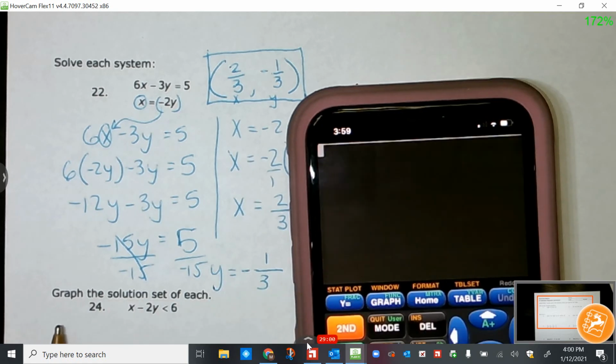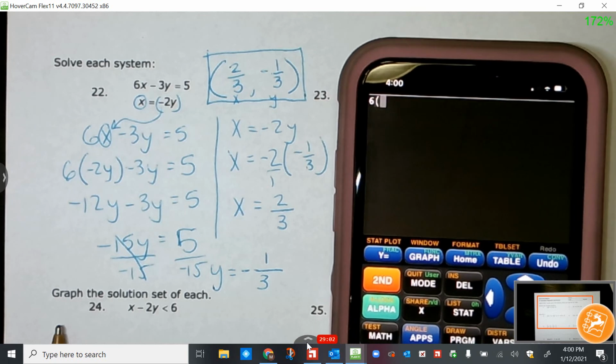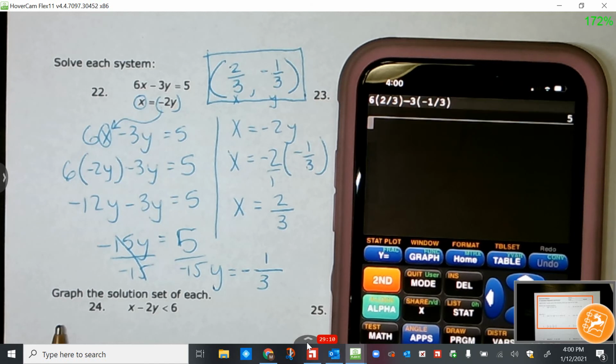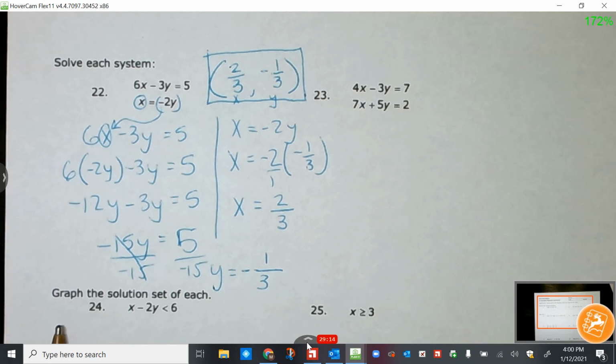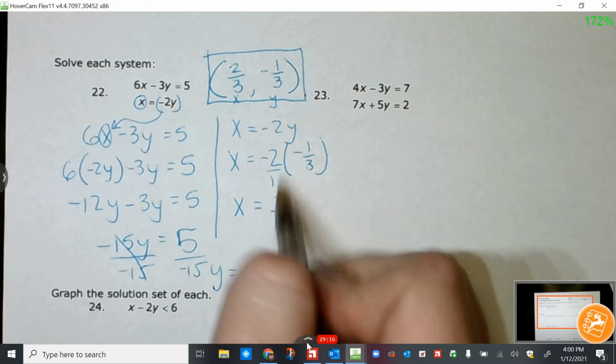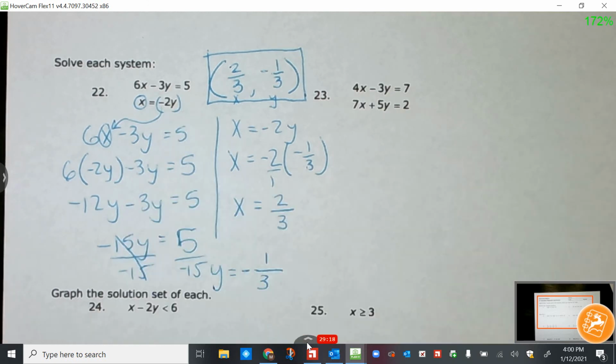Okay, so we have 6 times 2/3 minus 3 times -1/3. And that should equal 5, and it did, so I did it right. The other one we just solved, so that one should be right as well.